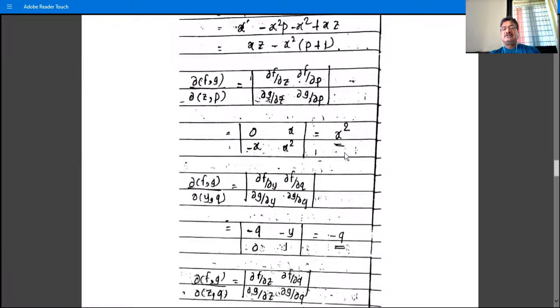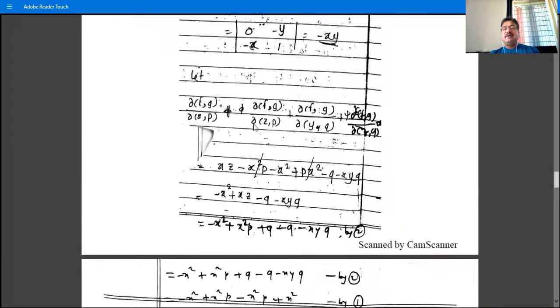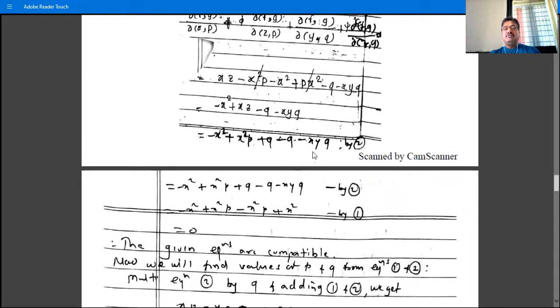Okay, the value of this quantity is first three quantity plus p ∂f/∂z, ∂p is x square, so minus p x square plus p x square minus this value is q minus q. This value is what? Q means q minus xyq, and then this gets cancelled, and so we have minus x square plus xz minus q minus xyq. Now we have to show this is equal to 0.